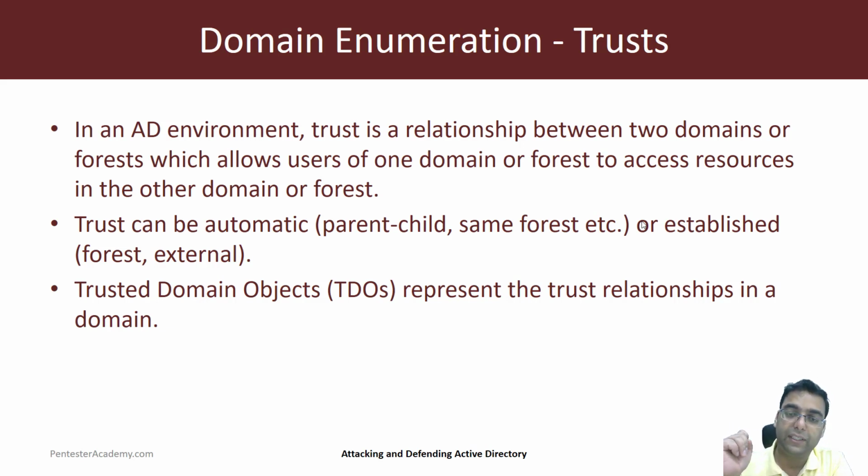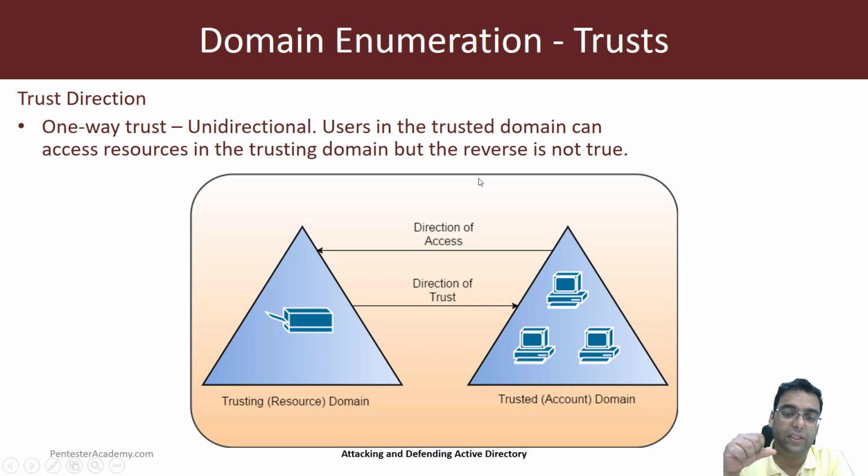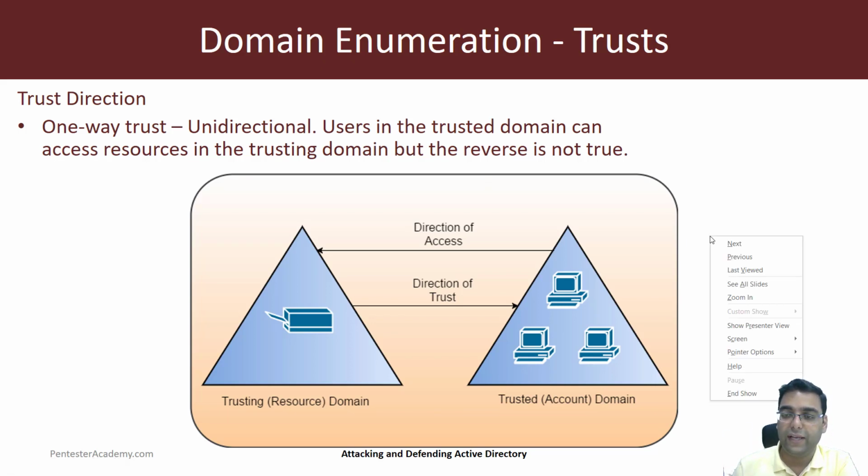Each trust is represented by a trusted domain object, TDO. If you recall, we discussed that everything in Active Directory is an object. Same goes for trusts. Before we start discussing types of trust, let's first understand the direction of trust. Please always keep in mind that the direction of access is reverse of the direction of trust.